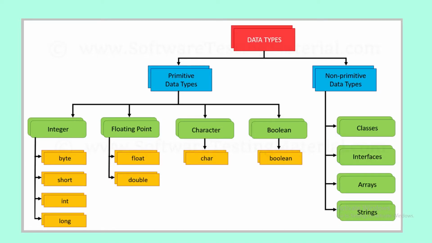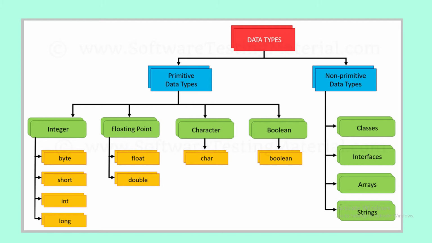This figure will elaborate on the types of data types in Java. The first one is primitive data types, the second is non-primitive. Primitive data types can be further categorized into four parts: integer, floating point, character, and boolean. Non-primitives can be of four types: classes, interfaces, arrays, and strings.